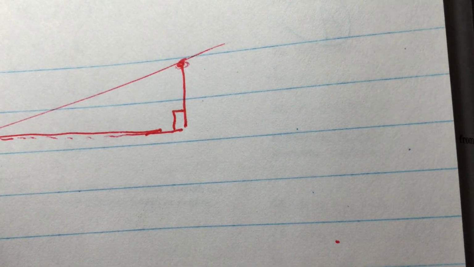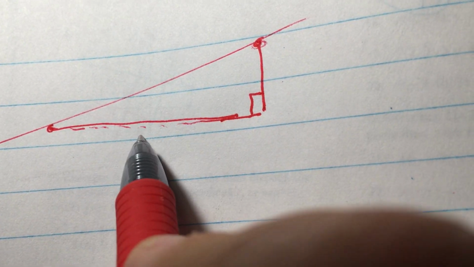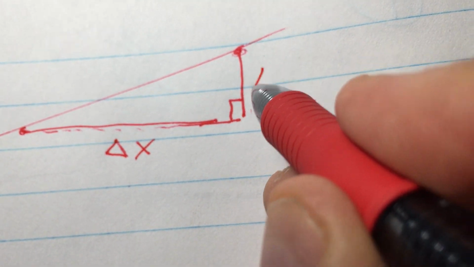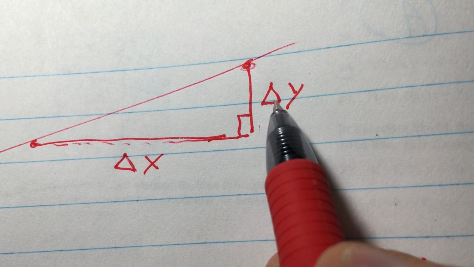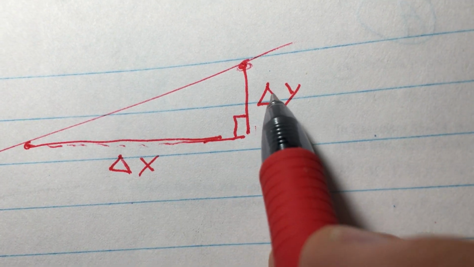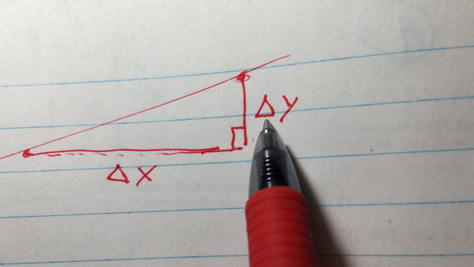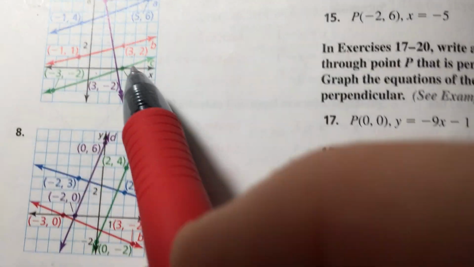So that's 90 degrees. This is my difference in your x values. That's your delta x. This is my difference in the y values. That's my delta y. This character means delta. It's the Greek letter delta. You're going to use that in calculus and pre-calculus.